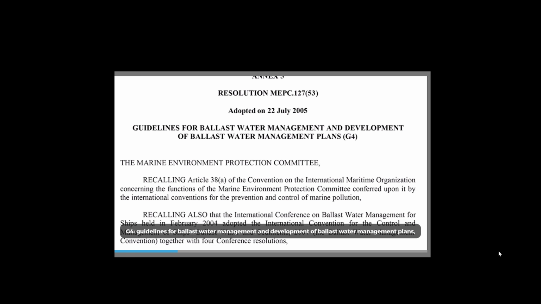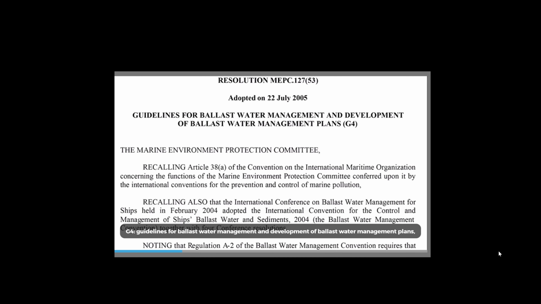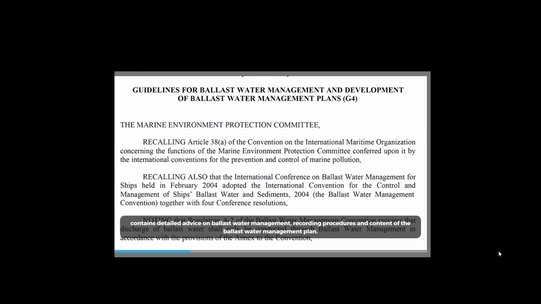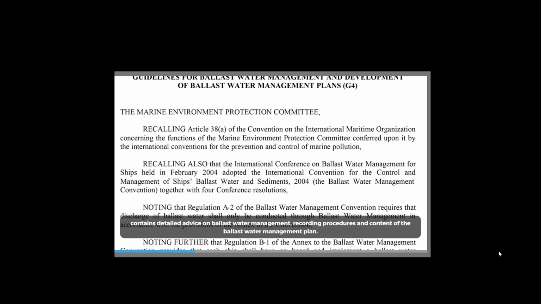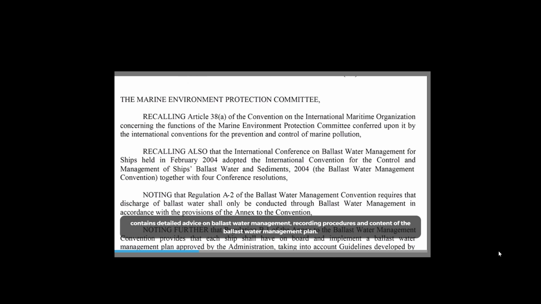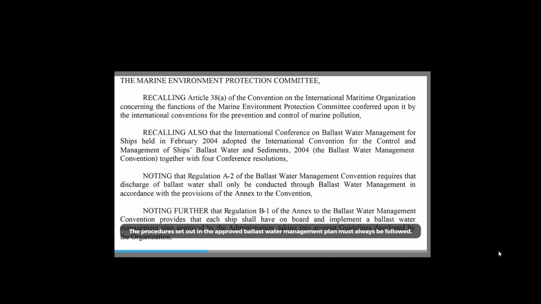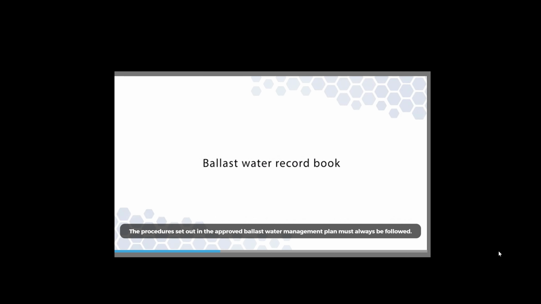G4. Guidelines for ballast water management and development of ballast water management plans. Contains detailed advice on ballast water management, recording procedures, and content of the ballast water management plan. The procedures set out in the approved ballast water management plan must always be followed.